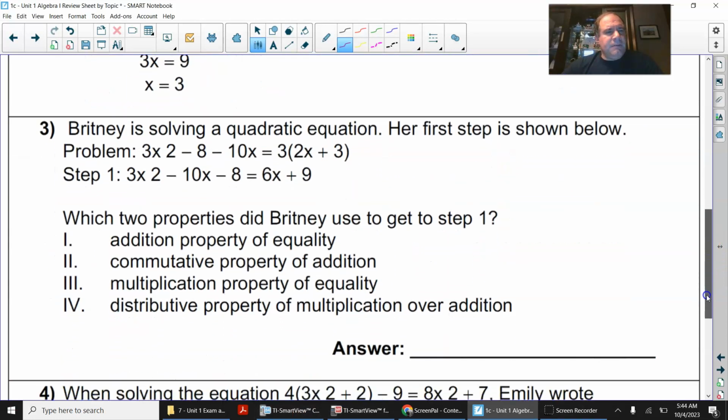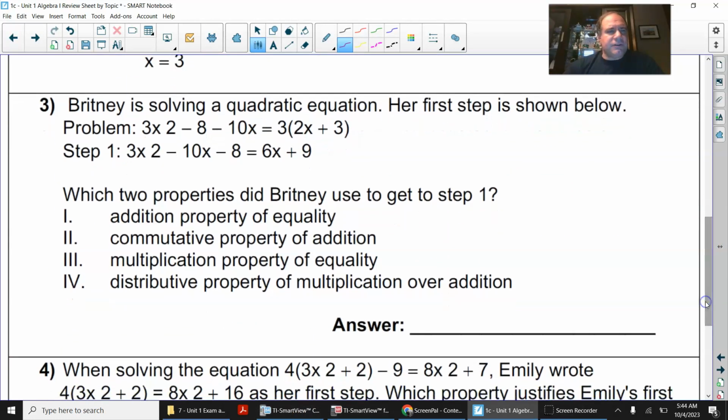Right? Brittany is solving a quadratic equation. Her first step is shown below. And look at the problem. All right, so we're just going to take the highlighter out, and we're going to say 3 times 2. This is the same. This is different, so it's negative 10. All right, which two properties did she use?